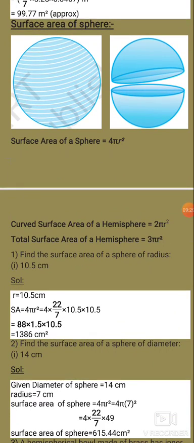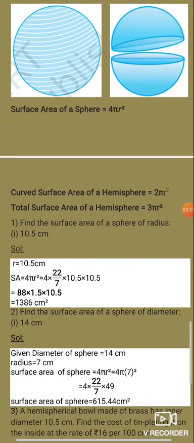Now some simple questions. Find the surface area of the sphere of radius 10.5 centimeter. So sphere is there. So 4 pi r square is the equation. 4 into pi, 22 by 7 into 10.5 into 10.5. So you can cancel 10.5 by 7. Then multiply it. At last what we get? 1386 centimeter square.